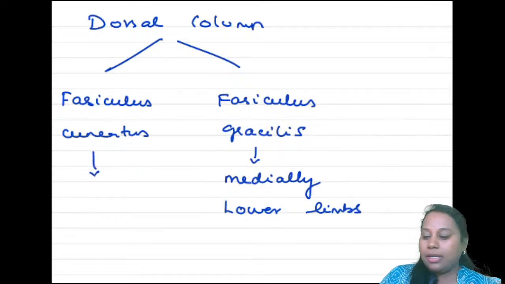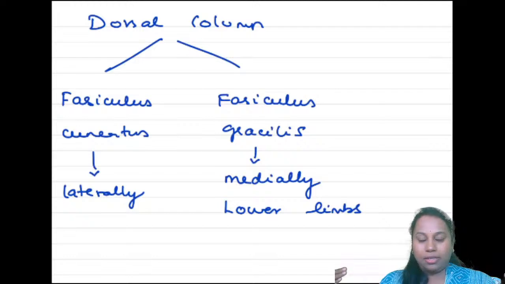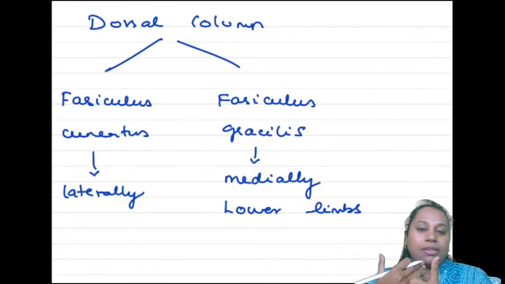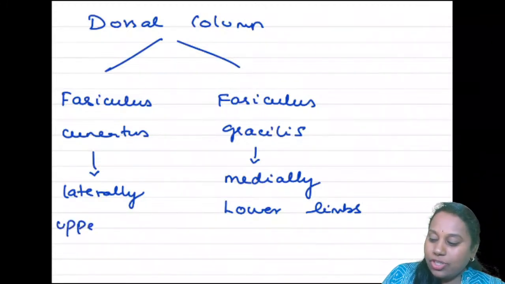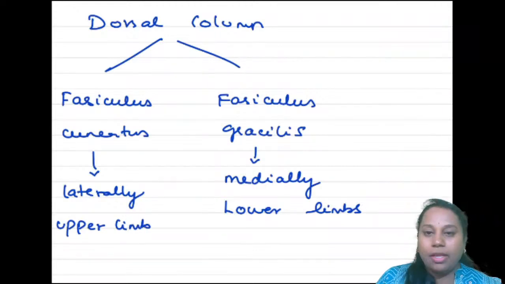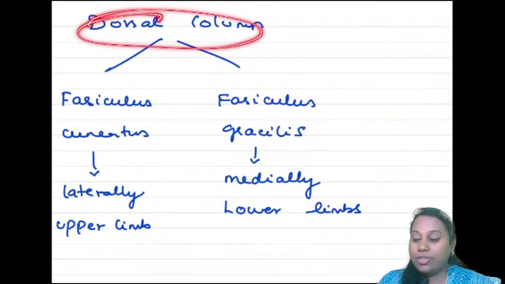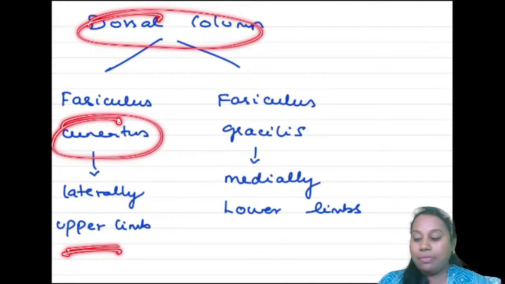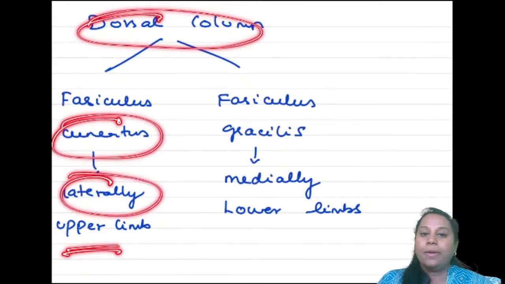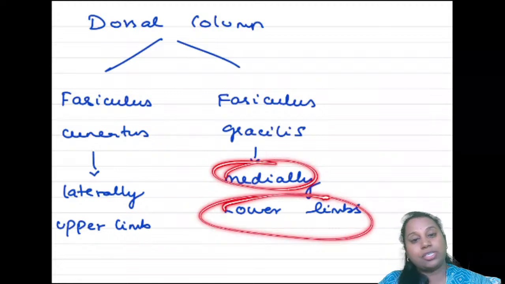Fasciculus cuneatus runs laterally in the spinal cord. Laterally means away from the center. More towards medially is fasciculus gracilis, laterally is fasciculus cuneatus. This carries sensations from upper limbs. So if there is any damage to the posterolateral, posteriorly you have dorsal column, laterally there is cuneatus. So the patient will lose his dorsal column sensations in his upper limb because upper limb runs laterally in the dorsal column. If there is any damage to the medial fibers, then it would result in loss of dorsal column sensations in the lower limb.